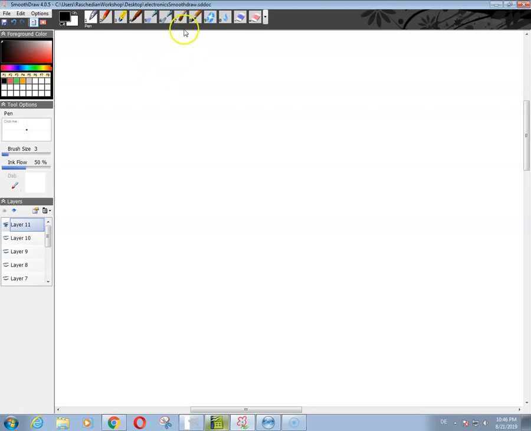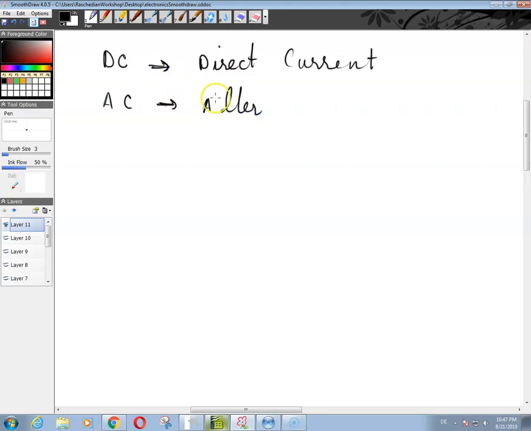So the first thing that we need to understand here is that DC stands for direct current. As opposed to DC, we also have AC, which stands for alternating current.